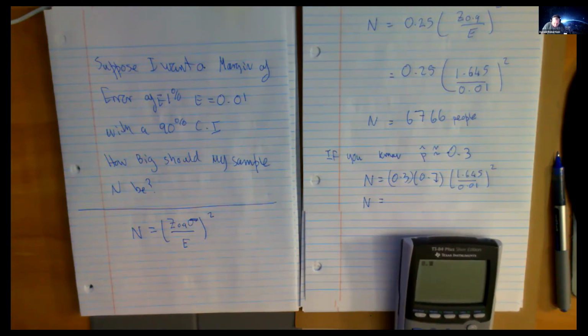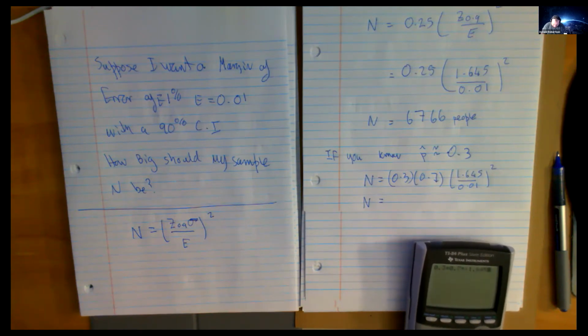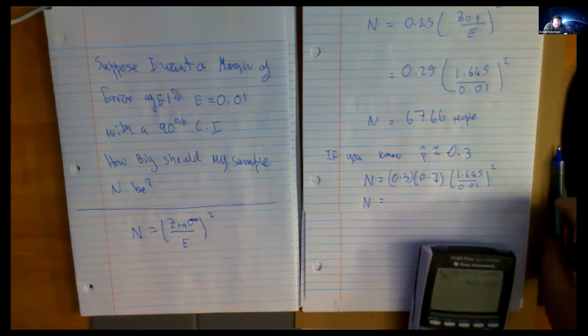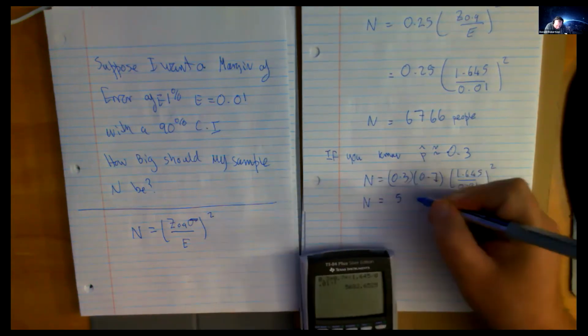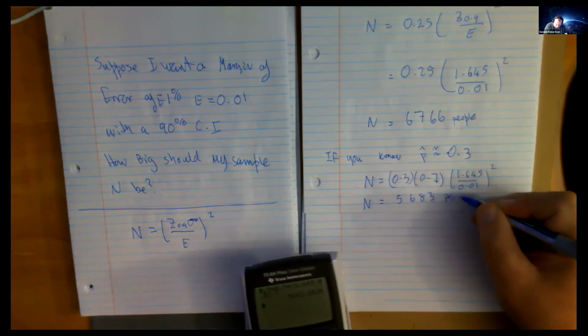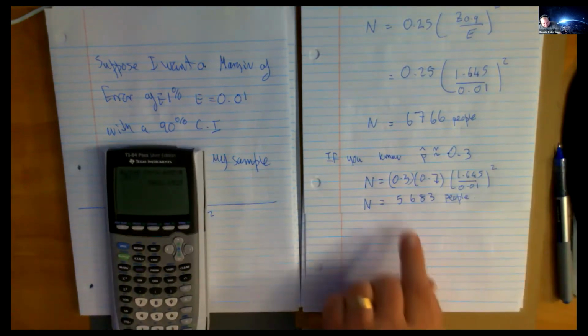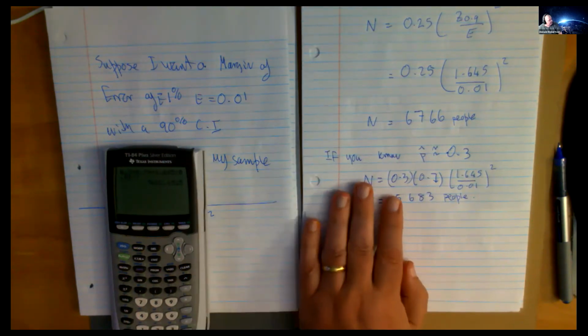0.3 times 0.7 times a bracket 1.645 divided by a margin of error, and then you square the whole thing. And now it becomes only 5,683 people. Well, it's about 1,000 less, isn't it?